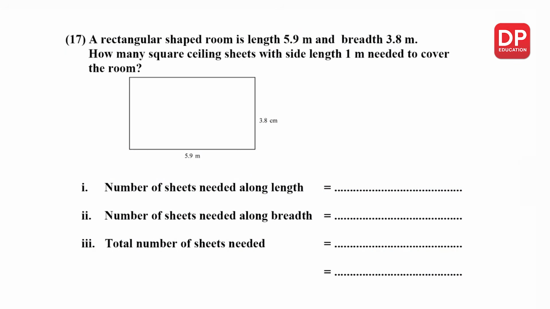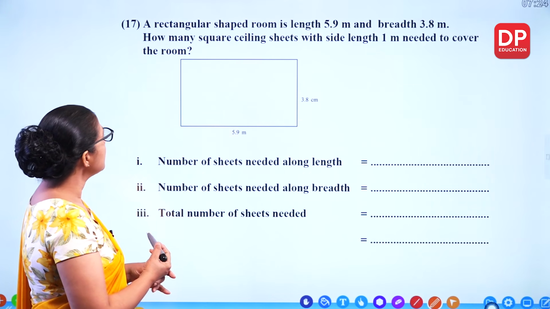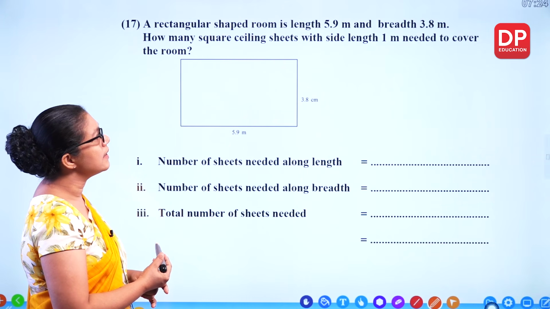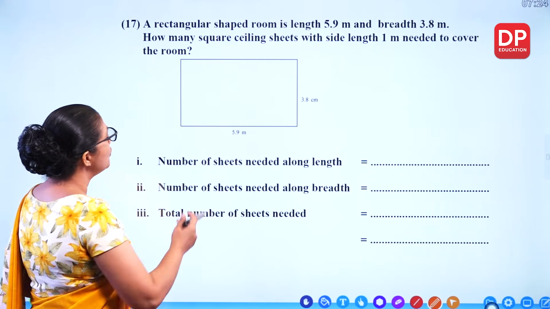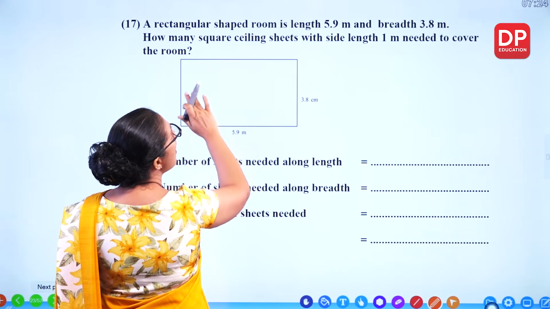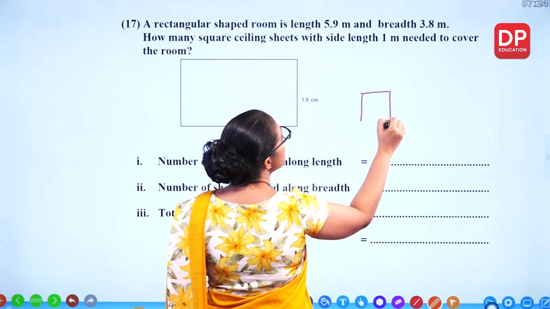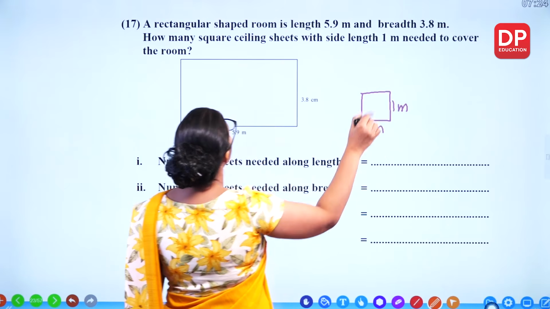Look at this question. A rectangular shaped room is length 5.9 meters and breadth is 3.8 meters. How many square ceiling sheets with side length 1 meter needed to cover the room? So you need to find out how many sheets needed with 1 meter squares.